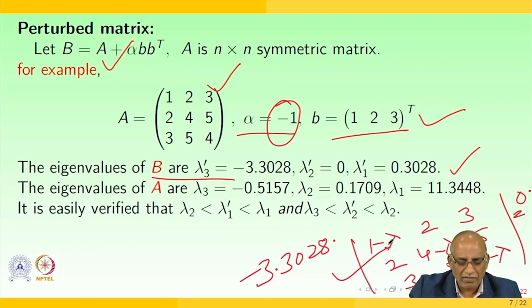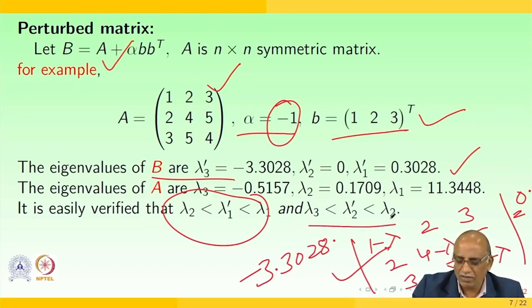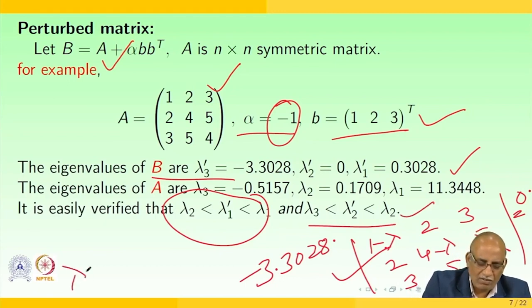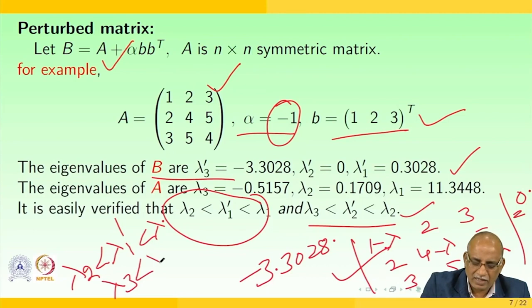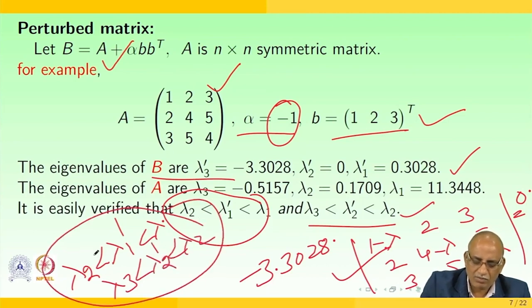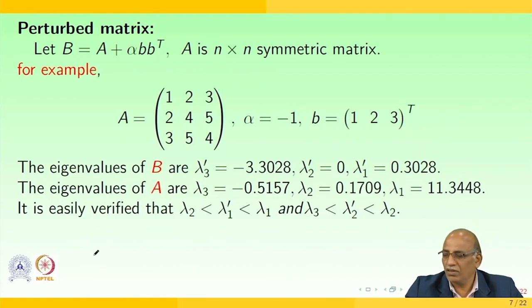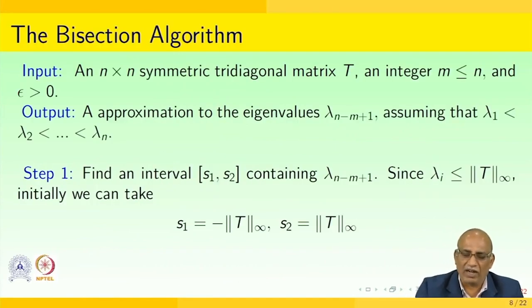Right? So the eigenvalues of A are lambda 3 is equal to minus 0.5157, lambda 2 is equal to 0.1709, lambda 1 is equal to 11.3448. So it is easily verified that lambda 2 is less than lambda 1 prime, less than lambda 1, and lambda 3 is less than lambda 2 prime, less than lambda 2. Right? Well, with this you do get the eigenvalues.